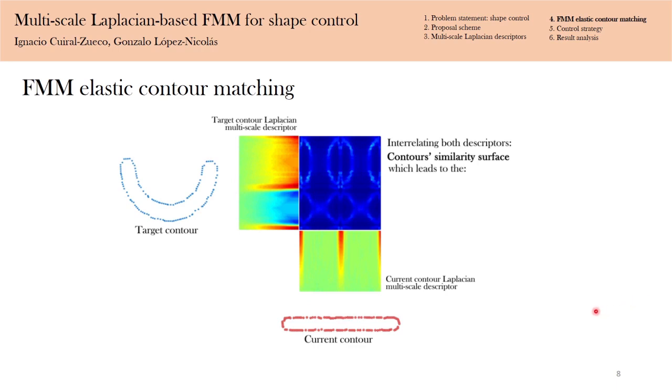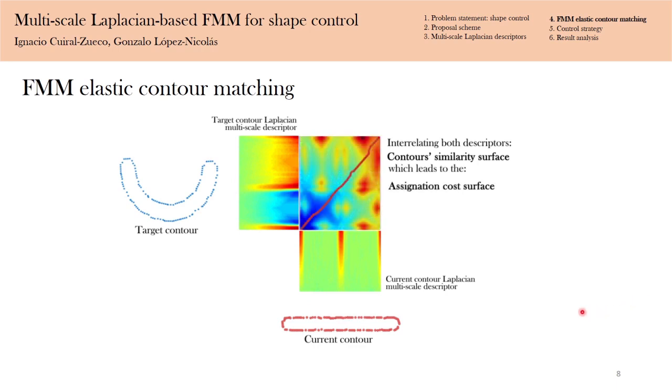This similarity surface can then be introduced in the Forrest-Martin method, and we obtain the assignation cost surface, and performing the gradient descent, we've got then our shortest path. So if we see the animation of the wave, or in this case the front propagating along this surface, we can see how it corresponds to the assignation of points along both contours. So this is the elastic contour matching using the Forrest-Martin method.